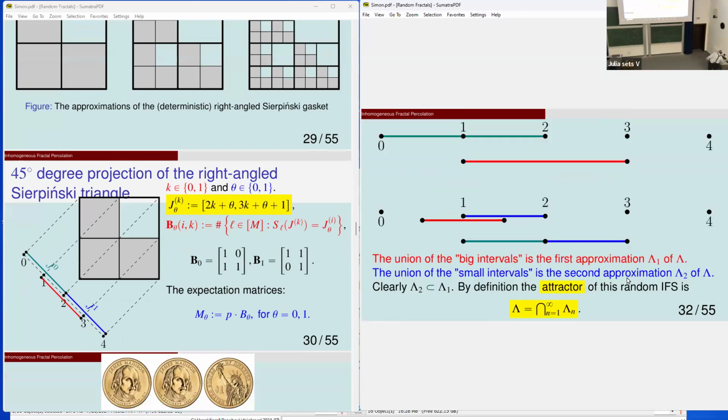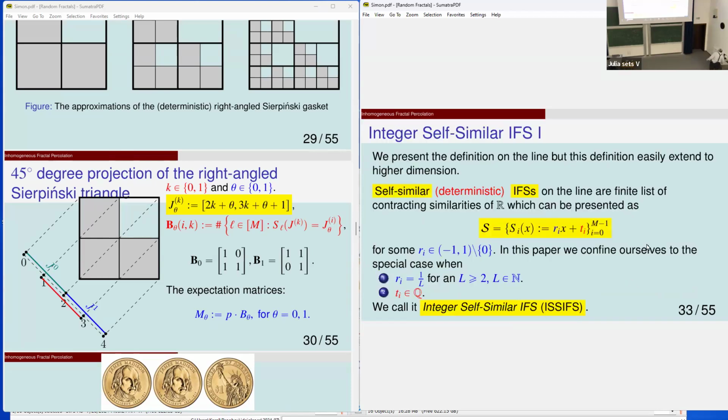So I just wanted to show you the first approximation, the union of these two big people, and the second approximation, the union of these four people. Okay, so this is the construction, and generally what we consider is what we get as a result of such a construction. We will consider this kind of sets, but they are not necessarily the projection of a carpet.